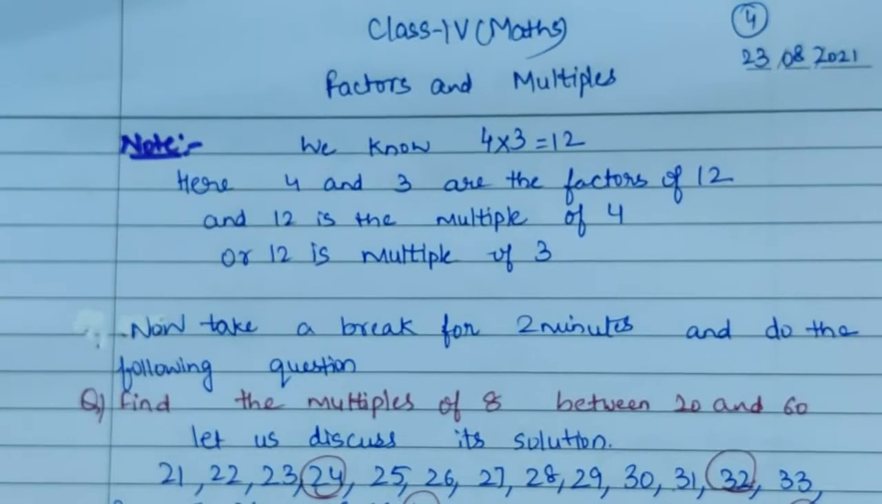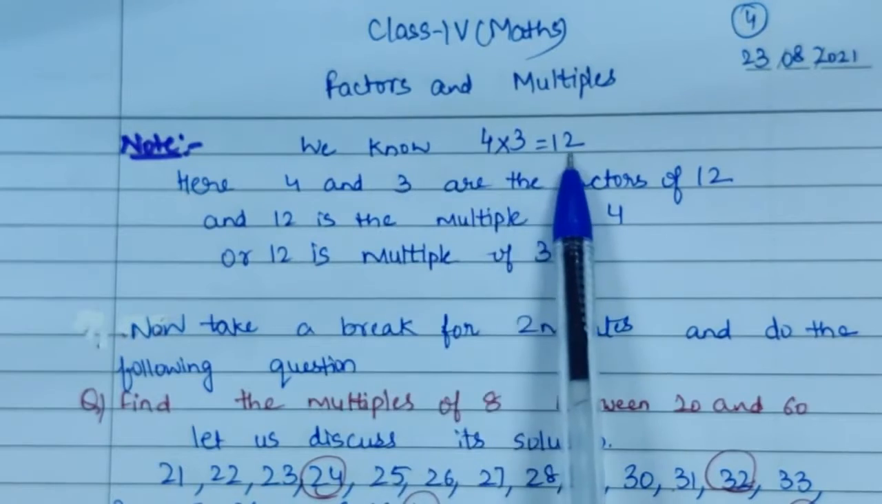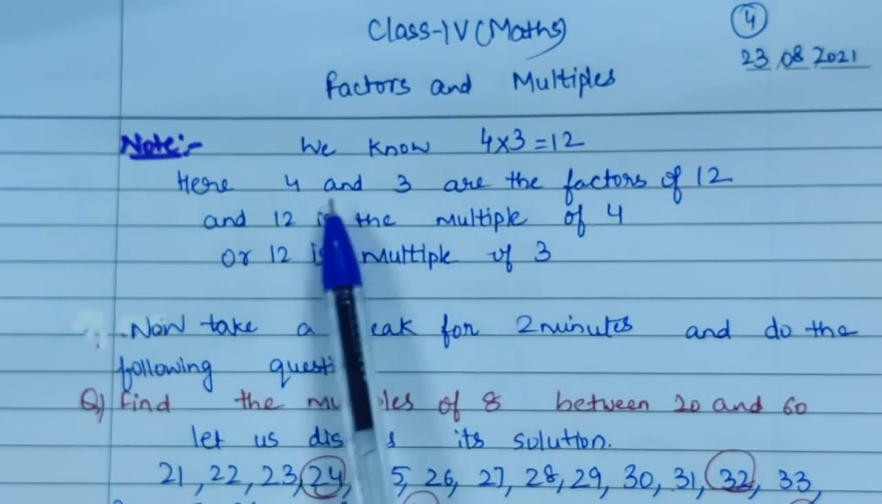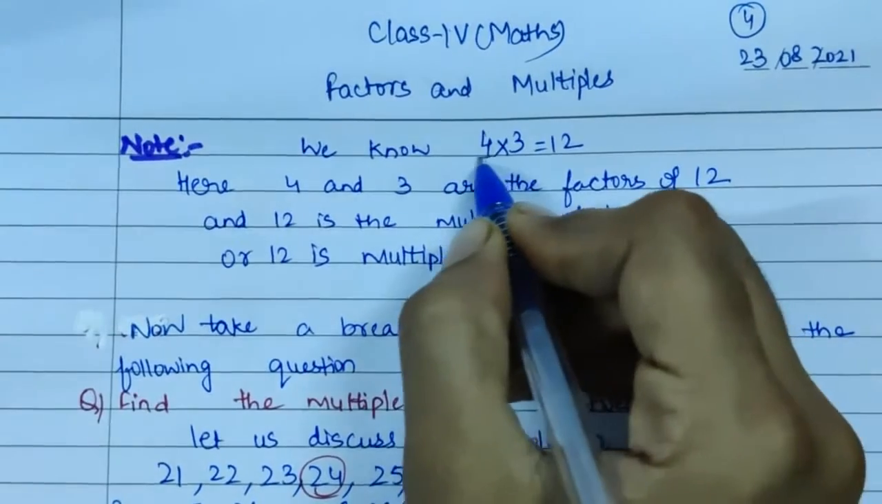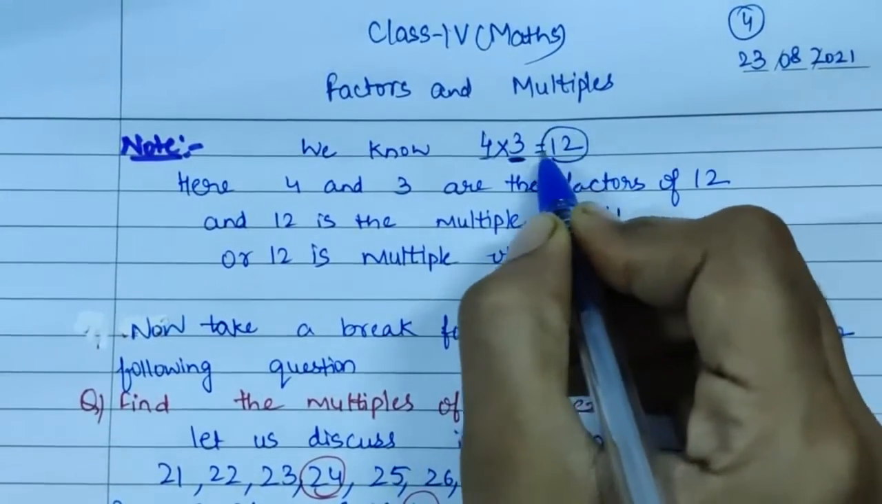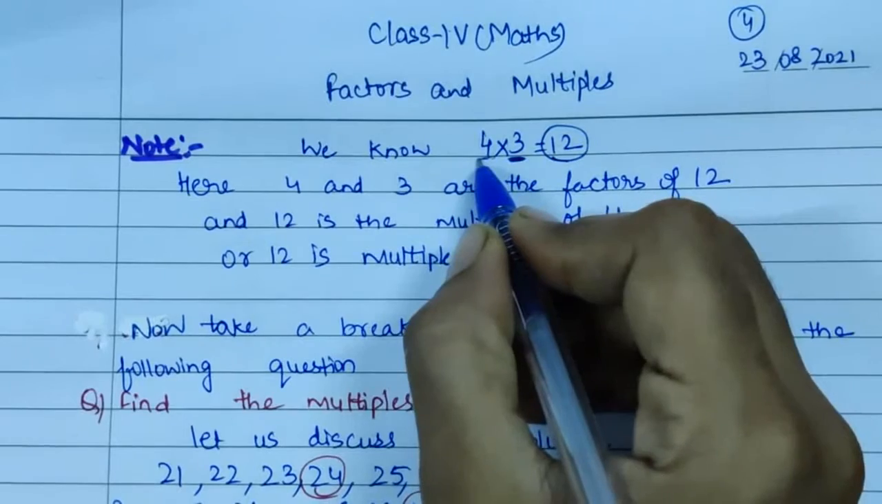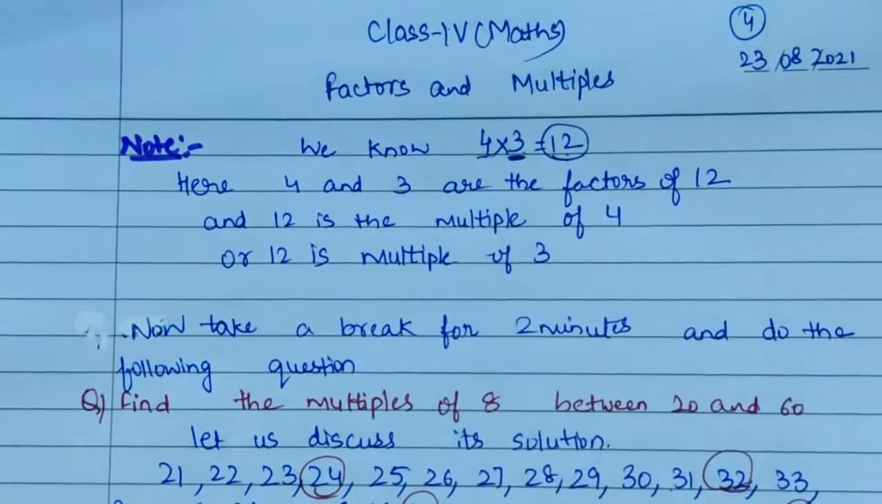Now children, keep this thing in mind that we know 4 into 3 is 12. Here 4 and 3 are the factors of 12. These two are the factors of 12 and we will say that 12 is a multiple of 4, or we can also say that 12 is a multiple of 3. Clear?